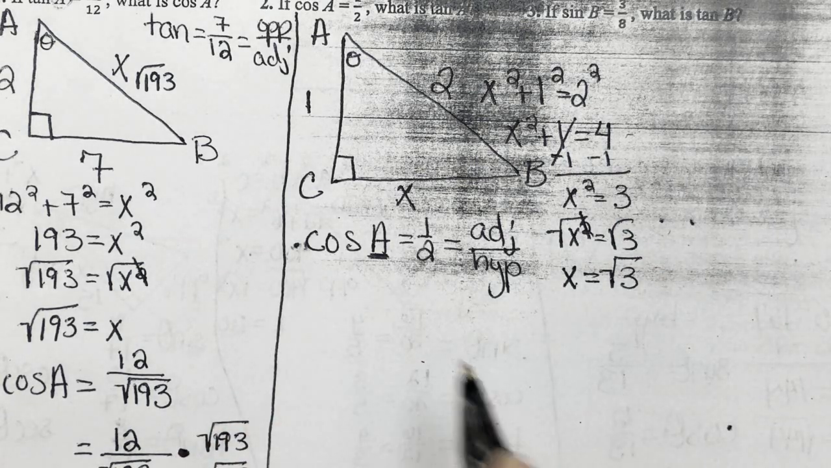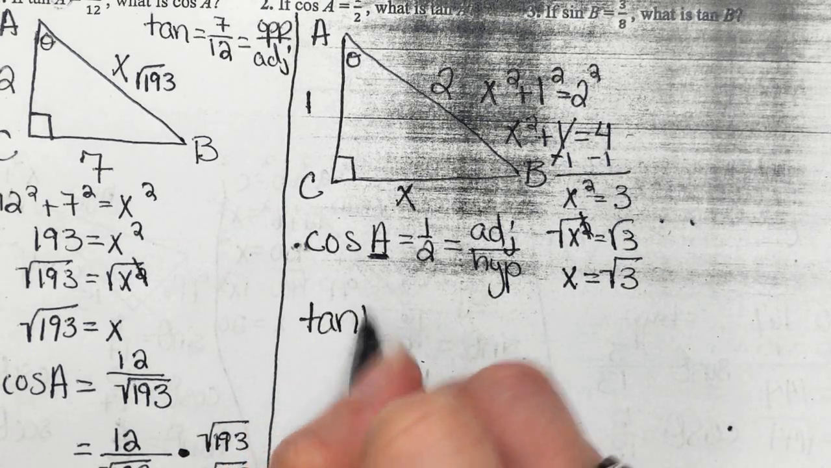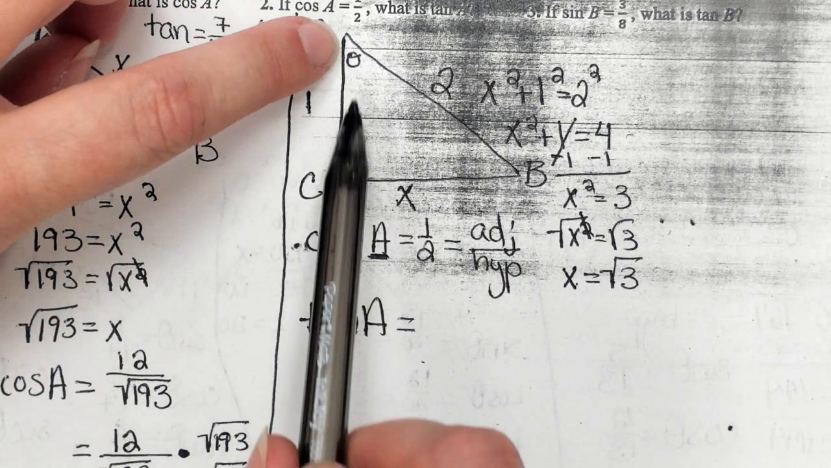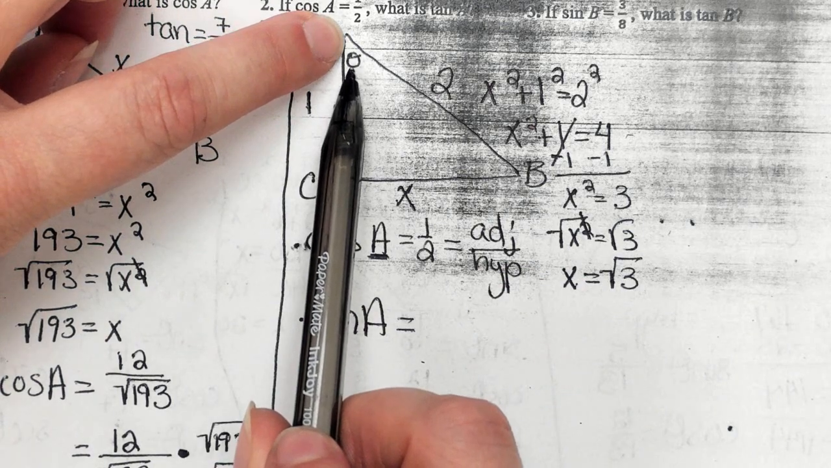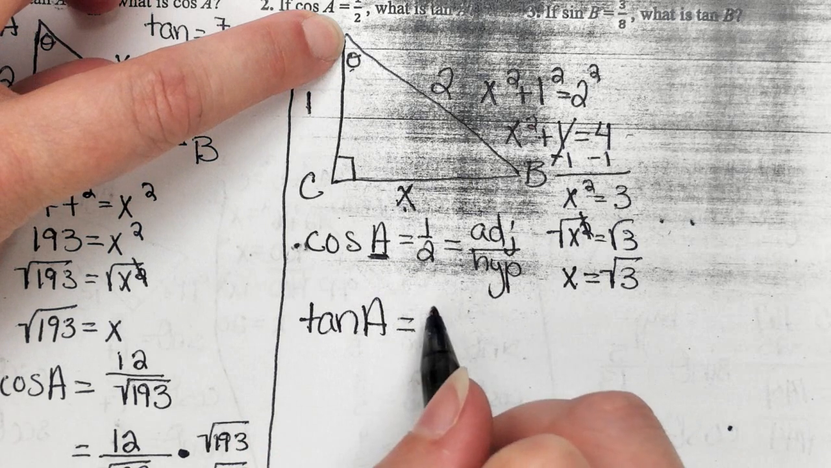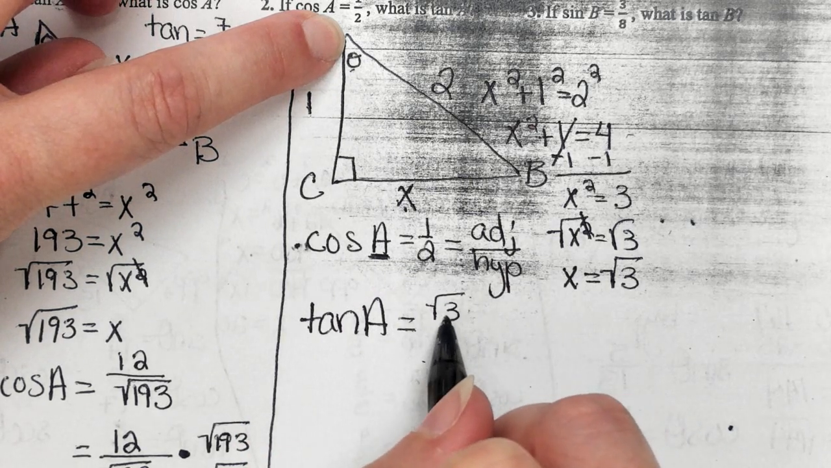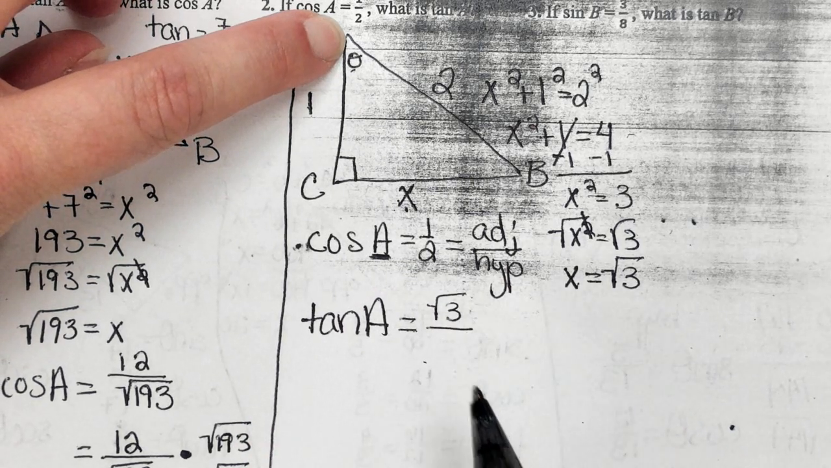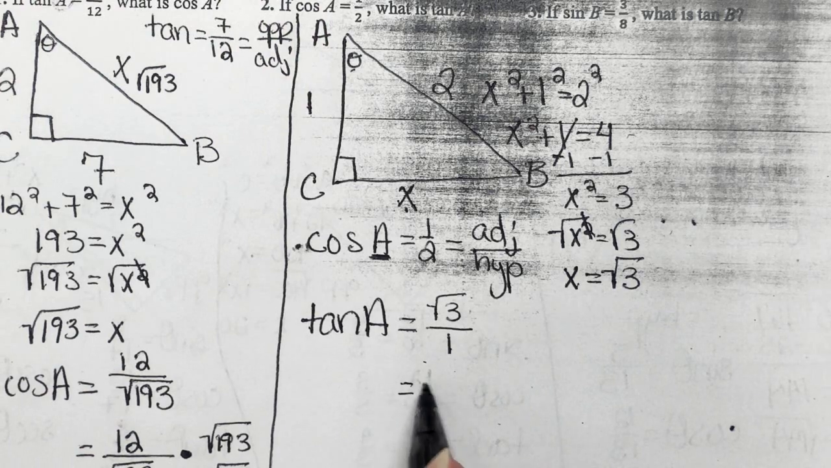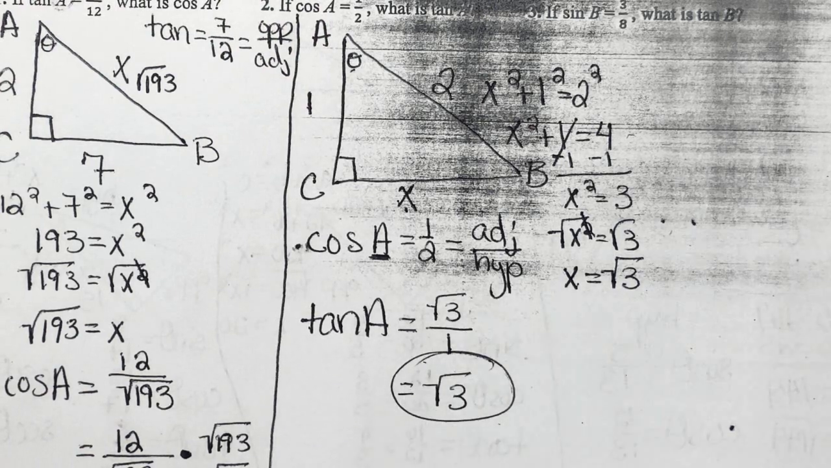All right. It wants us to find tangent of A. So from right here, from our theta, what's tangent? Opposite, which is x, which we found out was square root of 3 over 1. Very good. Is that the end? Almost. It would just be the square root of 3. Very good. I don't have to fix the square root on the top. I just have to fix the square root on the bottom. All right, we got one more to do.